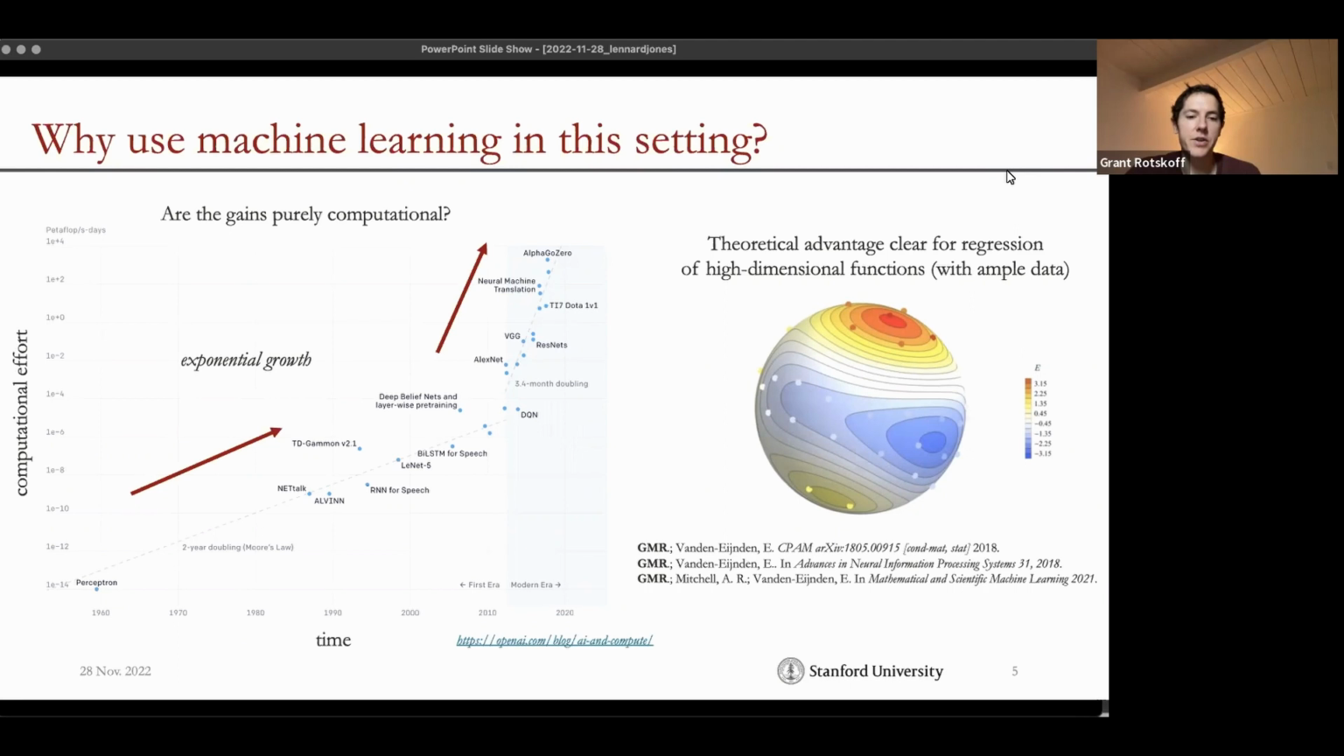But essentially what this shows is, as a function of time, in years, from 1960 to now, how has the computational effort required to train state-of-the-art models grown? So until about 2010, the computational effort required to train these various state-of-the-art models, so everything from a perceptron in 1960 to deep belief networks in about 2006 or 2007.